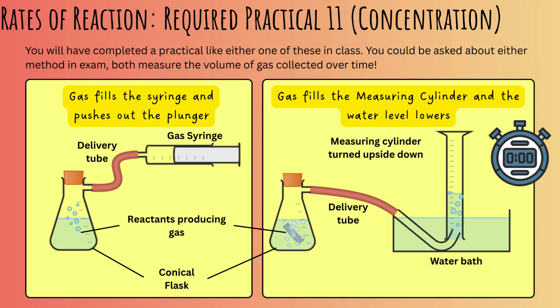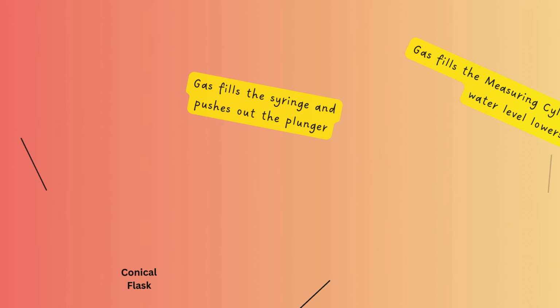The second version is slightly more complicated. If you've ever set one up, you'll know it's much more awkward. Instead of a gas syringe, a delivery tube bubbles the gas under an upturned measuring cylinder filled with water. The gas displaces the water, and by reading the upside down scale, you can get the volume. This is usually where you have to trust your lab partner not to knock anything over.